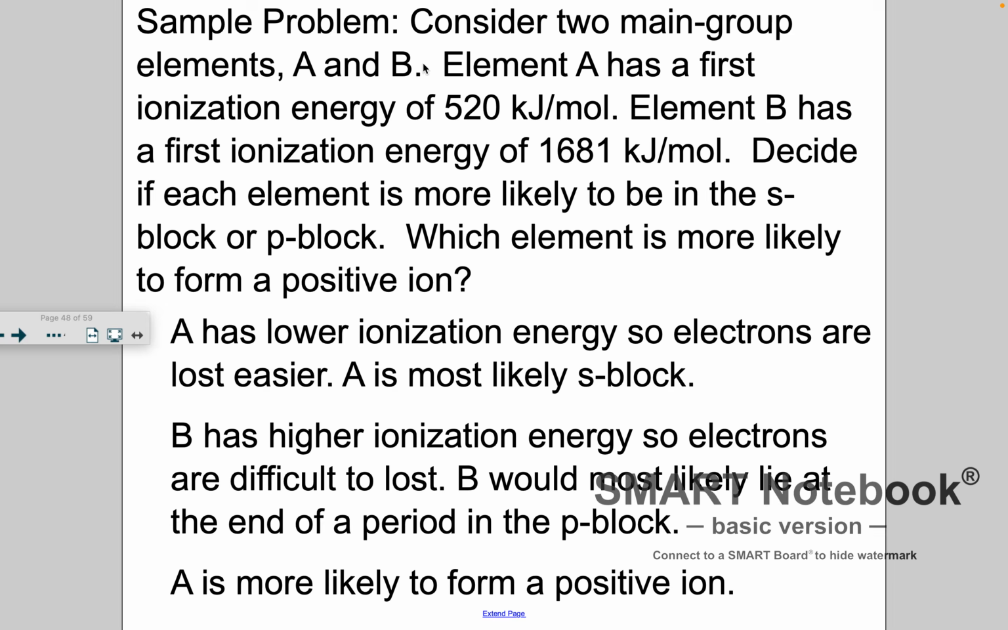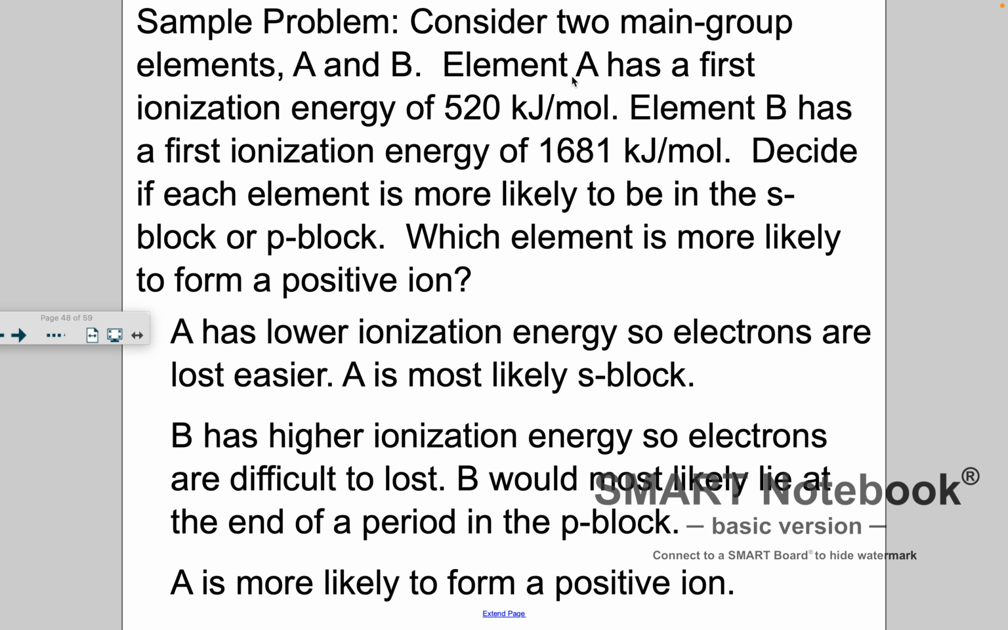But anyways, whatever. Consider two main group elements A and B. Element A has a first ionization energy of 520. Element B has a first ionization energy of 1687. Decide if each element is more likely to be in the S block or the P block. Okay, which element is more likely to form a positive ion?